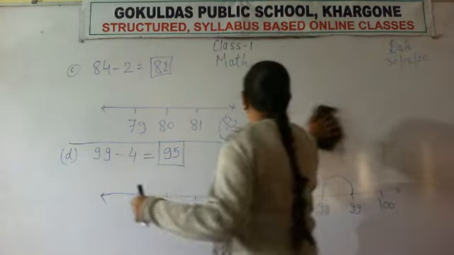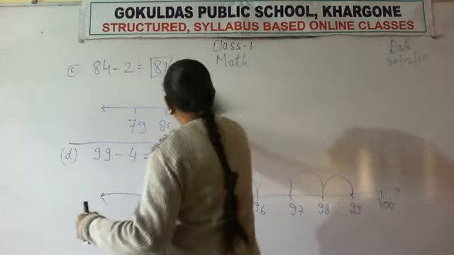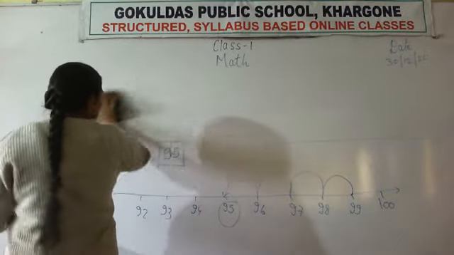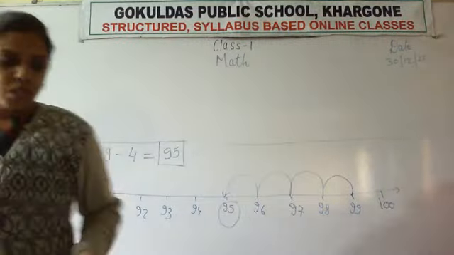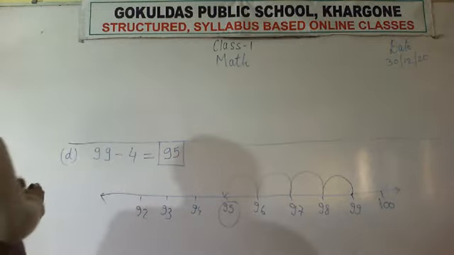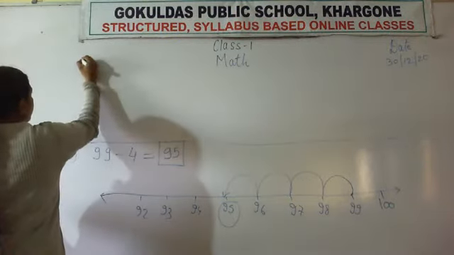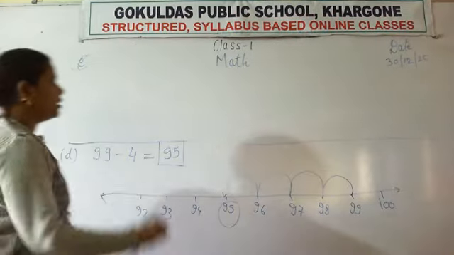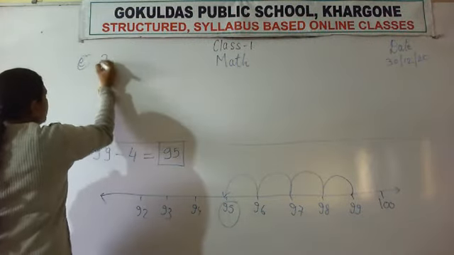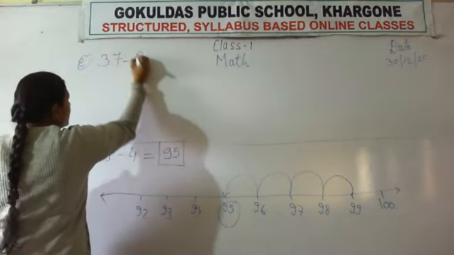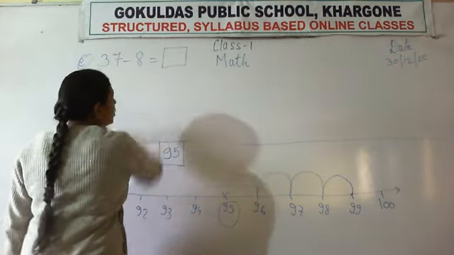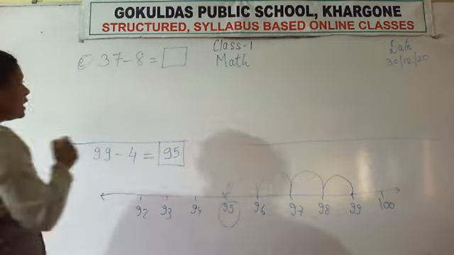E. Then I will give you one question to solve yourself. Okay. Now see what is the last question. E. 37 minus 8. 37 minus 8. Now again draw the number line.